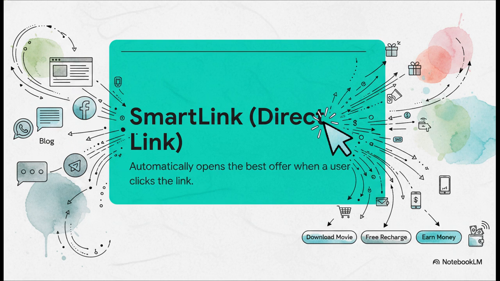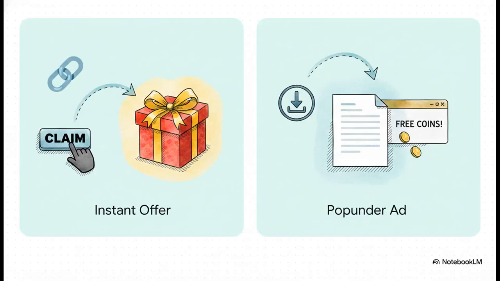And it is ridiculously easy to use. You simply just hide the smart link right behind a call to action button. Think of a download movie button, a free recharge link, or an earn money prompt. You can literally drop these links into WhatsApp groups, Telegram channels, Facebook posts, or blog buttons. It's pretty much widely considered the absolute easiest earning method out there, and for sure the best starting point for beginners.